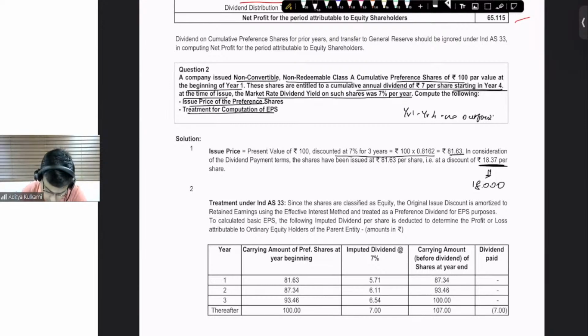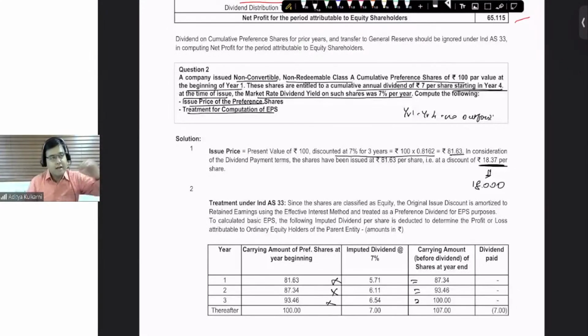Treatment under Ind AS 33. What you are going to do is you will be taking the period's carrying amount of preference shares at the beginning of the year, imputed dividend. This is already factored in your price. Carrying amount before dividend of shares at the year end. And finally, that gives you the dividend paid. So 81.63 into 5.71 is equal to 87.34. 87.34 into 7% gives you 93.46. Into 7% gives you 100.